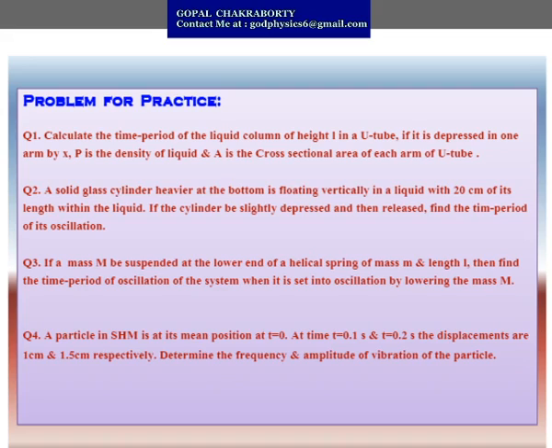These are the other problems you can practice. The first one is to calculate the time period of a liquid column of height L in a U-tube, if it is displaced in one arm by x, where rho is the density of the liquid and A is the cross-sectional area of each arm of the U-tube. I have already solved this problem in another video you can find on YouTube. Questions 2, 3, 4 are also important. You can practice them at home, or check the other video I have already uploaded on my YouTube channel.